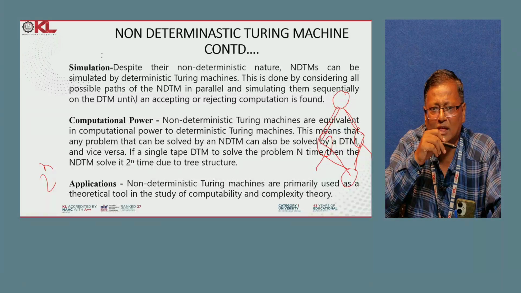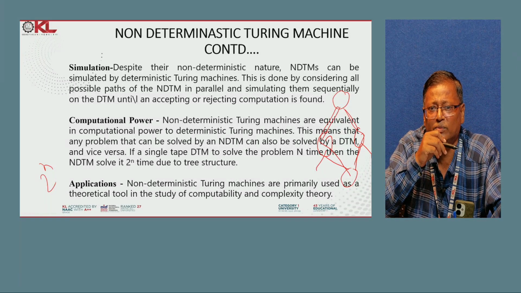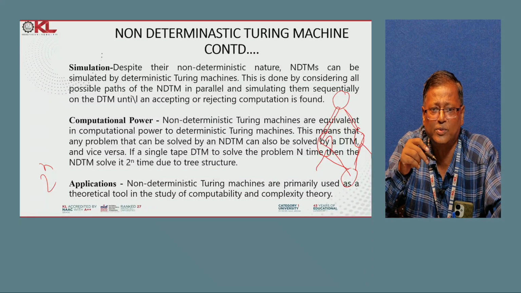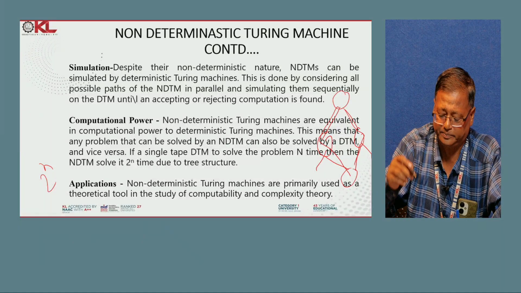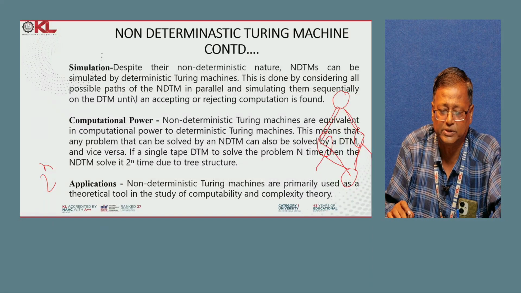In the case of simulation, despite the non-deterministic nature, an NDTM can be simulated by a deterministic Turing machine. This is done by considering all the possible paths, drawing all the possible paths of the NDTM in parallel and simulating them sequentially one by one. As for application, non-deterministic Turing machines are primarily used as a theoretical tool in the study of computability and complexity theory.